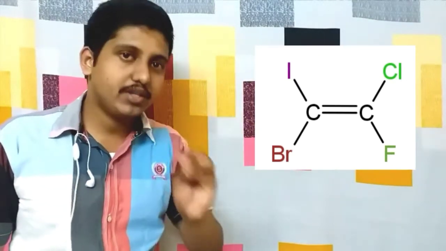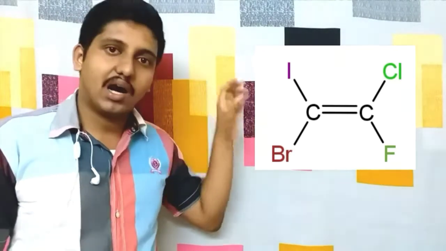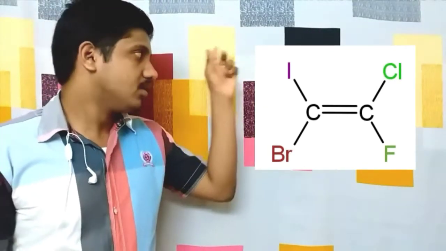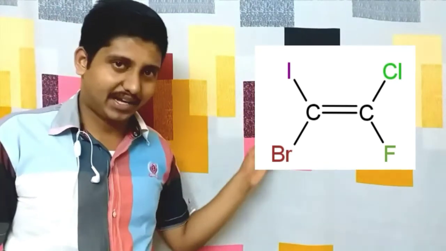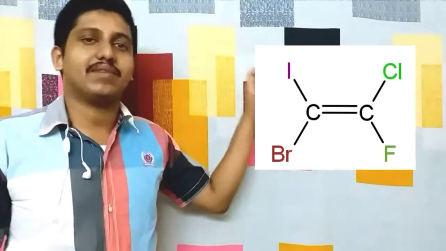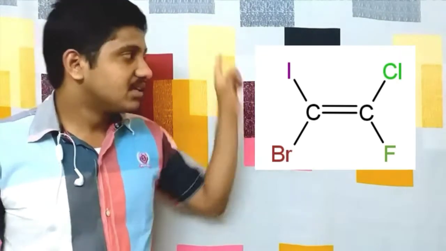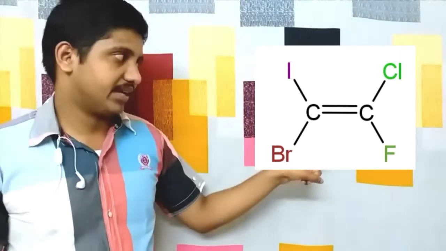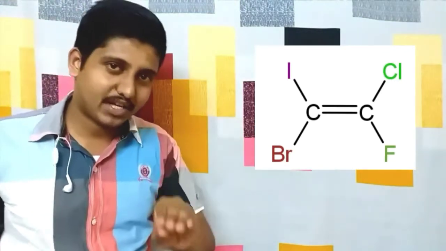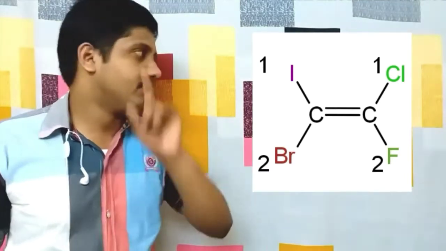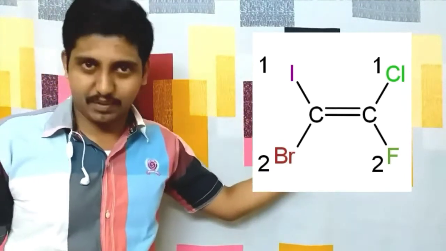According to the atomic number we have to denote the groups as higher priority groups. Here we have bromine and iodine. Iodine is given the highest preference and bromine the lowest preference. In the case of the other carbon atom, chlorine has a higher atomic number, and hence chlorine is given more preference and fluorine the lesser preference.